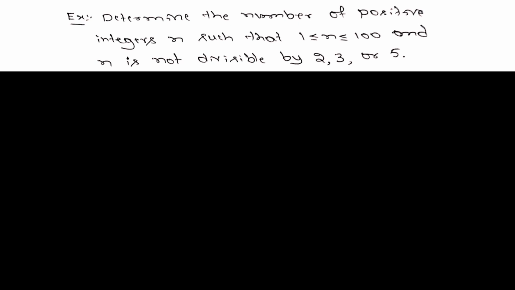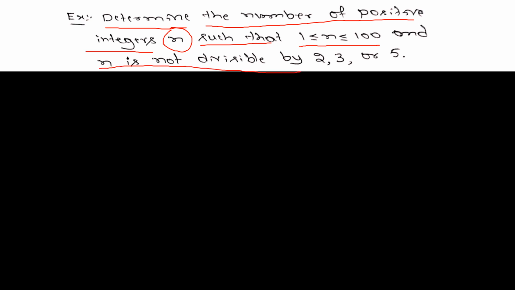Let us consider the next problem. Determine the number of positive integers n such that 1 ≤ n ≤ 100, and n is not divisible by any of these three integers 2, 3 or 5.